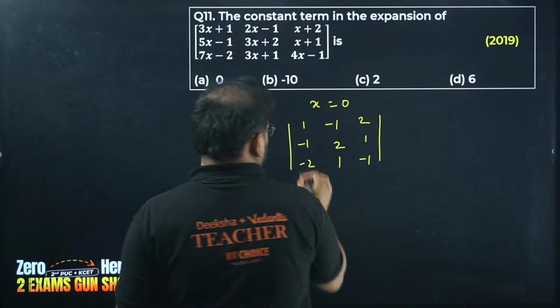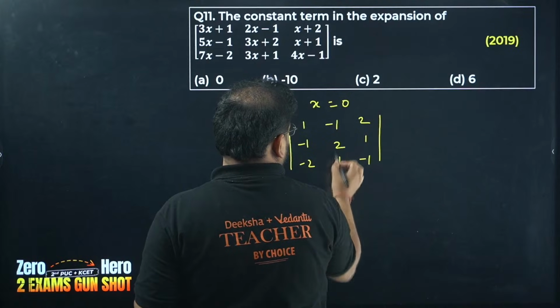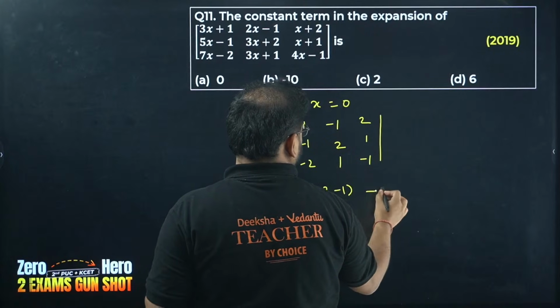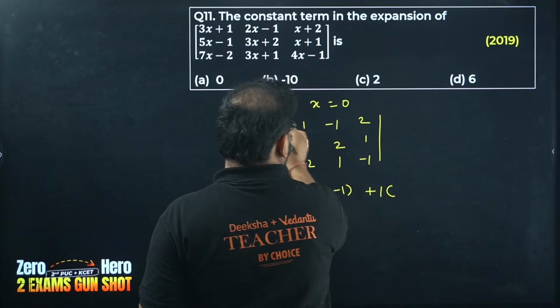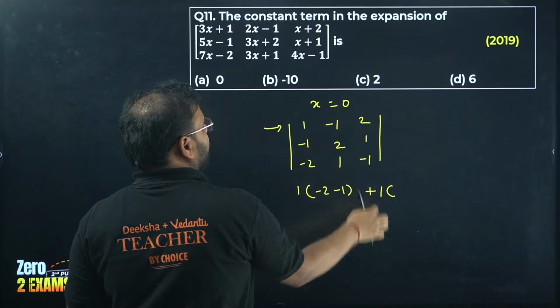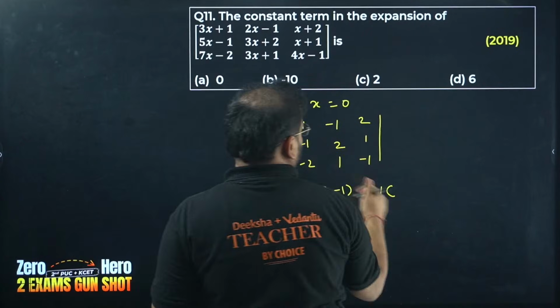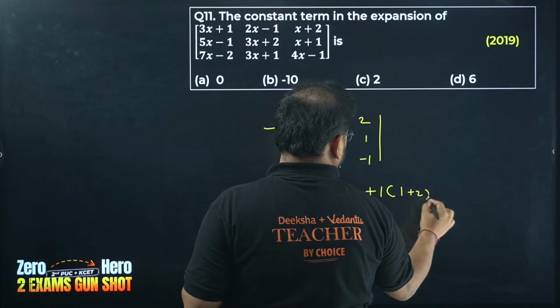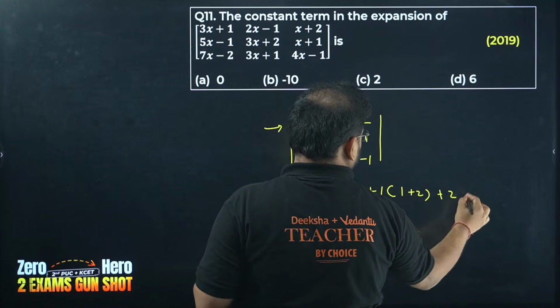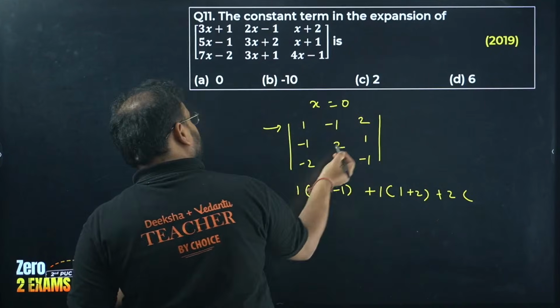Solve this now across the first row itself. We get minus 2 and minus 1. We get plus 1 over here. I'm finding across this one. This will become plus 1. We'll have 1 plus 2, and we'll have plus 2 again. We'll have minus 1 plus 4.